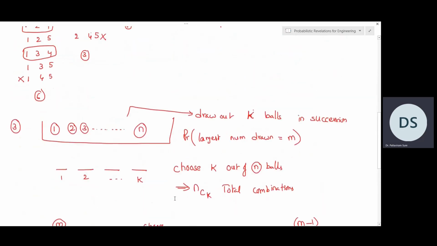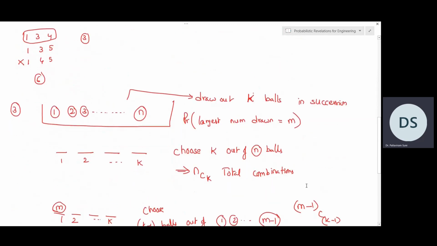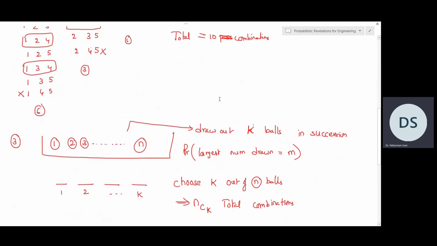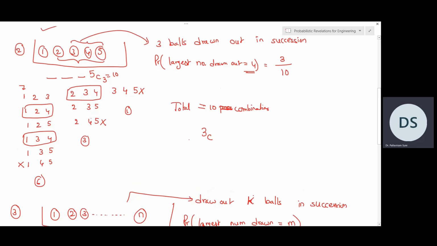So now if we go back, you can see here the largest number we have to draw out is 4. So you can observe the formula here. This is (m minus 1) C (k minus 1). So here m is 4, so 4 minus 1 is 3. C (k minus 1). We have k as 3 here, so 3 balls drawn out. So 3 minus 1 is 2. So 3C2. If you observe 3 factorial by 2 factorial into 1 factorial, you will see that this is 3. So this 3 is our numerator and this 10 happens to be our denominator.